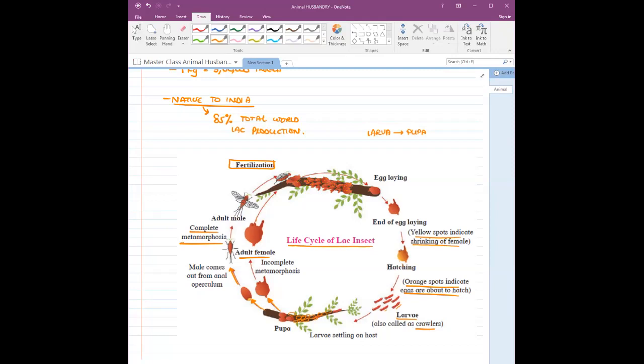Okay, guys, just have a look at this thing. This life cycle is asked for 3 marks. Either it is asked for 3 marks for drawing or 2 marks only for description.